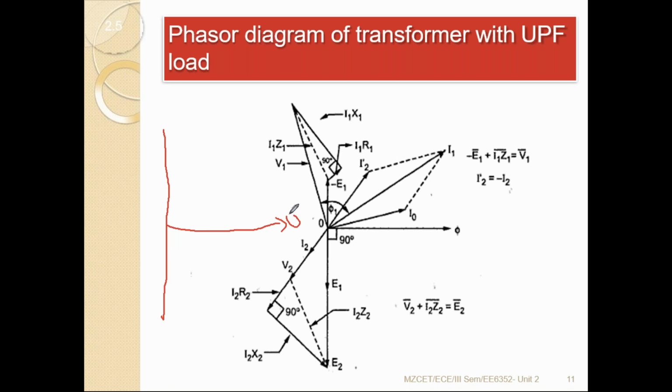On the x-axis take that flux value, on the y-axis V1, and at the bottom of V1 you can write E1 is equal to V2. This is the first step.